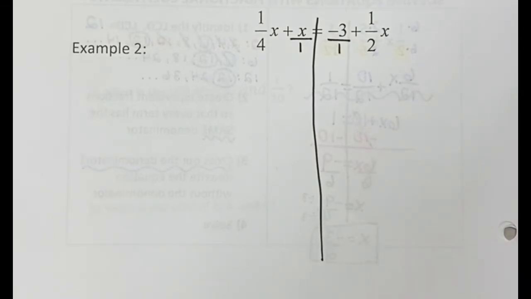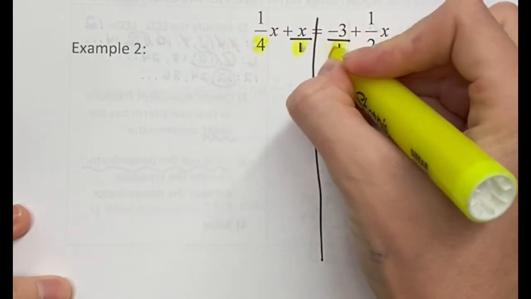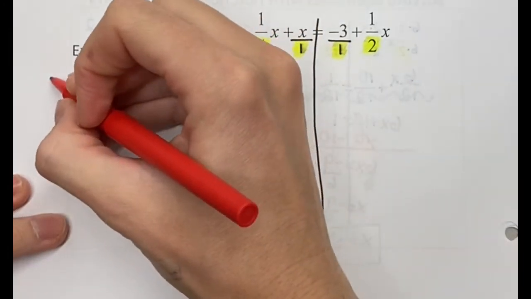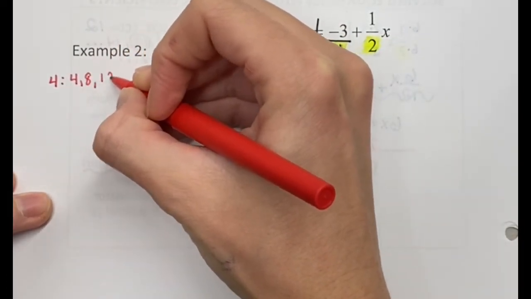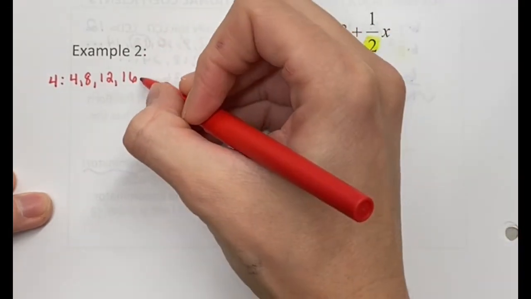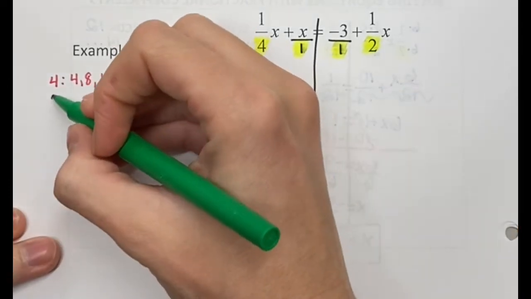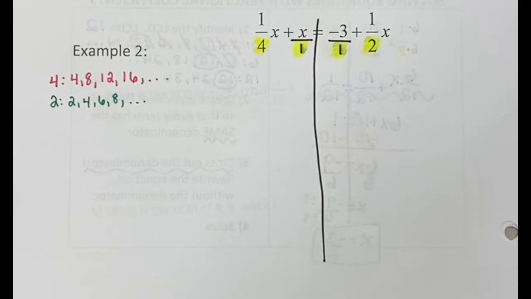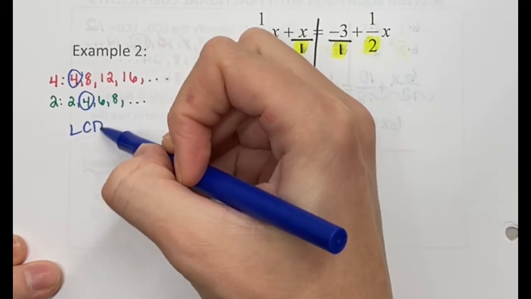So then we want to still, since we have all these fractions, create a least common denominator. So I'm going to look at my denominators. And I need to find the least common. So I have 4 that I need to list my multiples of. So I have 4, 8, 12, 16, and so on. Now 1 has every single number as a multiple, so you don't need to list that out. Then I have 2. So I have 2, 4, 6, 8, and so on. So I notice here that 4 is actually my least common denominator.